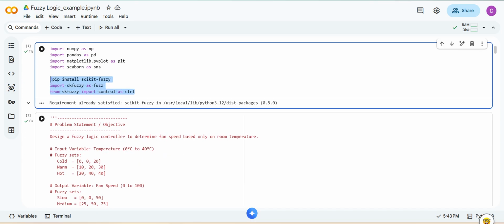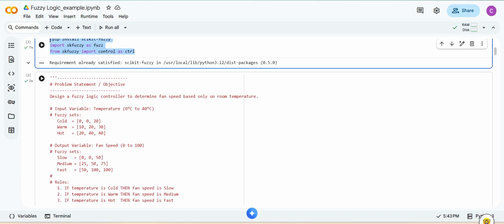So let's again elaborate on the problem statement. The input variable is temperature, which has three fuzzy sets, cold, warm, and hot, and these are the values. Let me write these values on the whiteboard.